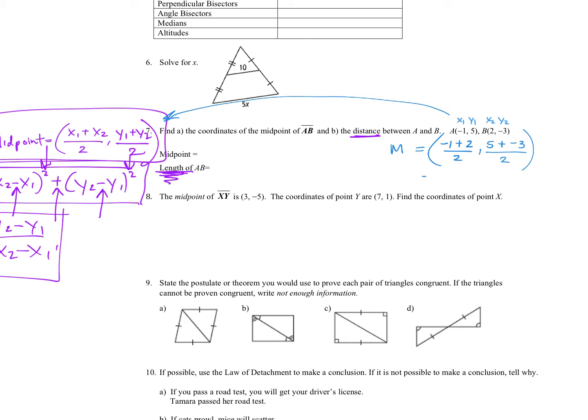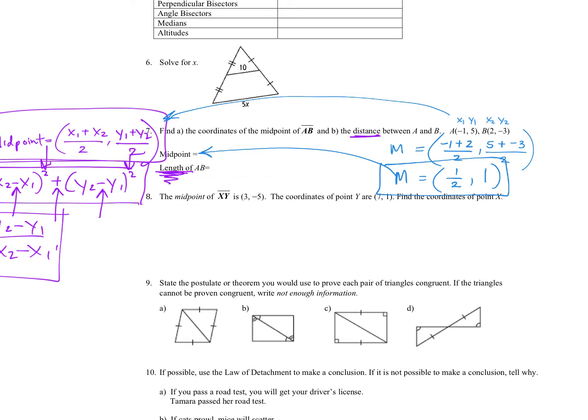What is your x coordinate? 1/2. Negative 1 plus 2 is 1 over 2. And then 5 plus a negative 3, that's 2 over 2, so that's 1. So your midpoint is going to be the point 1/2, 1. Okay, 0.5, 1, same thing. I'm fine with that.